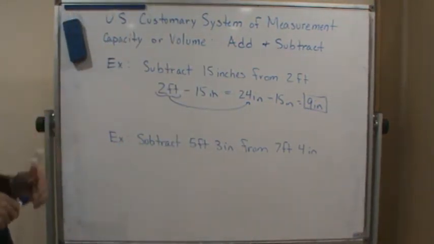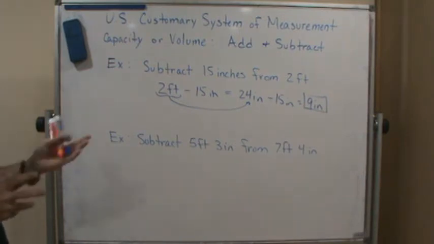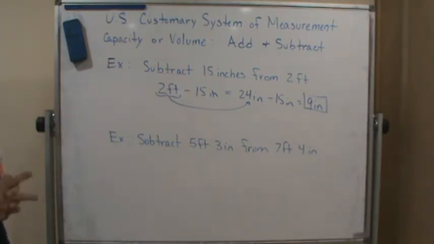Now if I changed it to feet, I would end up with 3/4 of a foot. Right? So again, just to avoid dealing with fractions or decimals, I used inches. But it wouldn't be wrong to do it the other way.